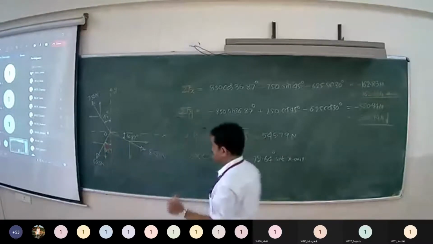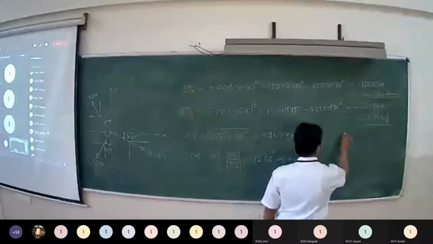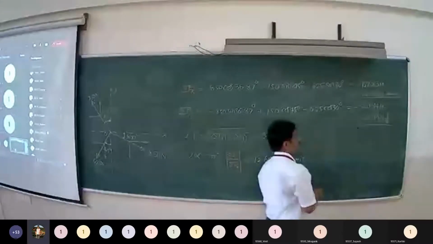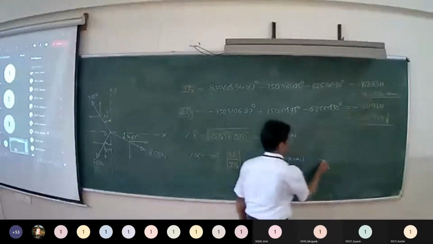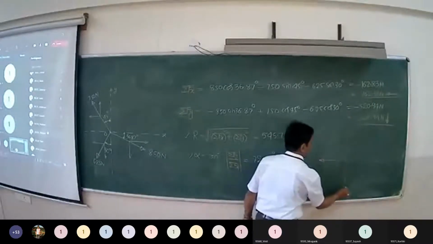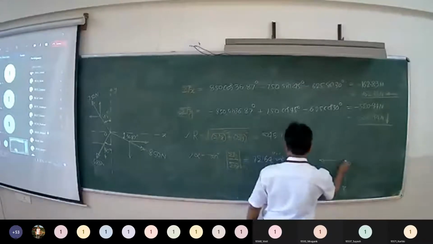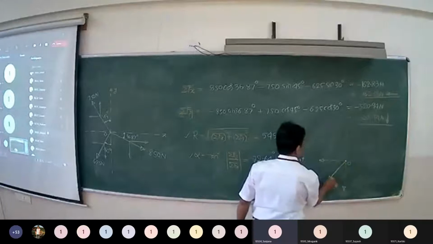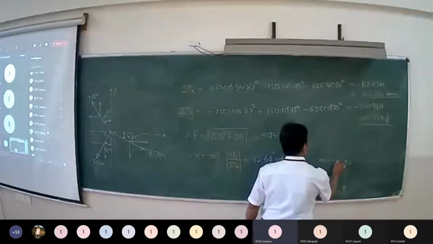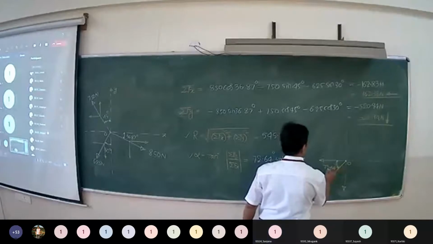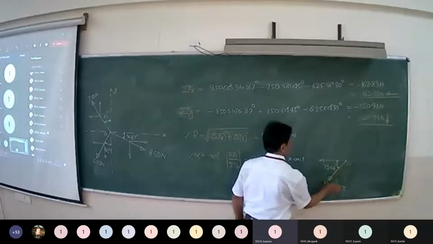Now you have to find out the sense. In which quadrant is it acting? Third. Summation fx towards left, summation fy downwards. So it is in the third quadrant, making an angle 72.64 with respect to x-axis.